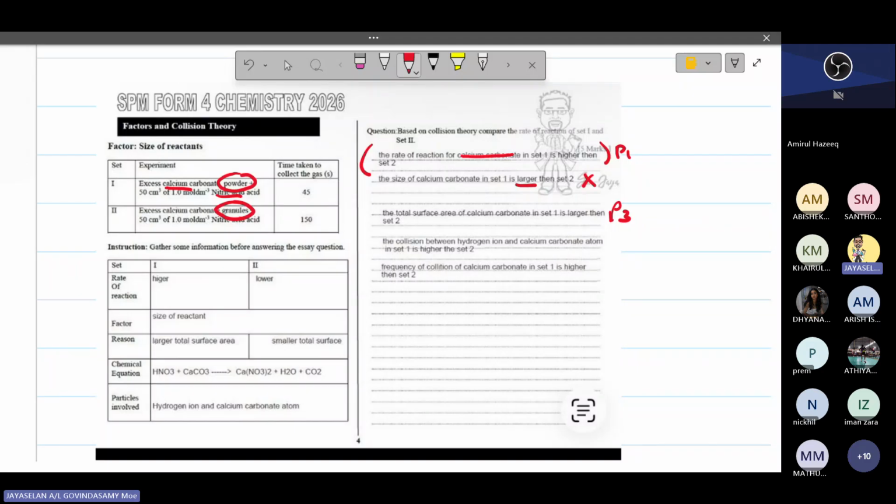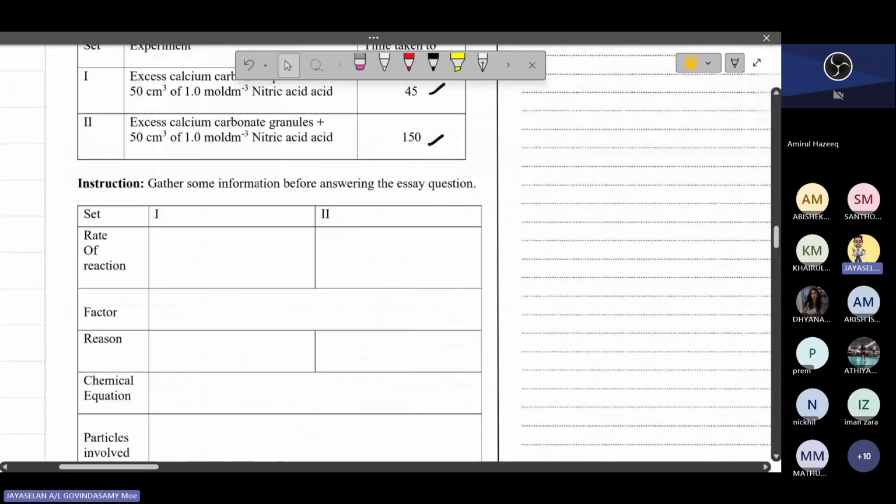The frequency of collision between hydrogen ion and calcium carbonate, very good, Nikhil. In set 1 it is higher, this is 0.4. The frequency of collision here, okay, gone. So you score 3/5 marks. Okay, we check the answer. I don't want to give the answer. You all do on your own.